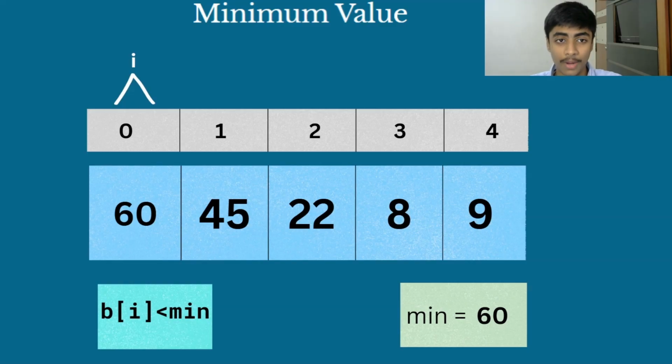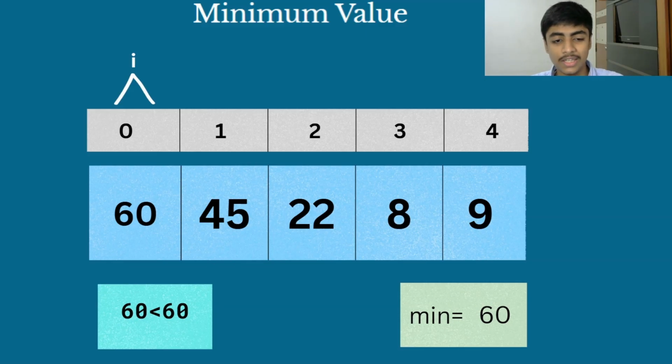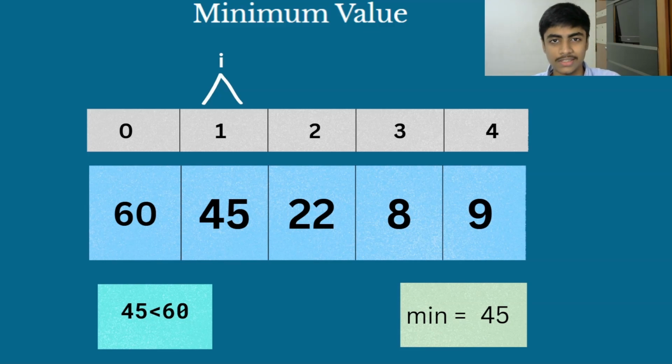So the first value of i is 0. So we'll check if b of 0 is lesser than min. Basically, if 60 is lesser than 60. This is false. So our minimum will continue to be 60. Next, our i will increment to 1, and now we'll check if b of 1, which is 45, is lesser than 60. This is true, so we're going to update our minimum to 45, because now this is the new minimum value.